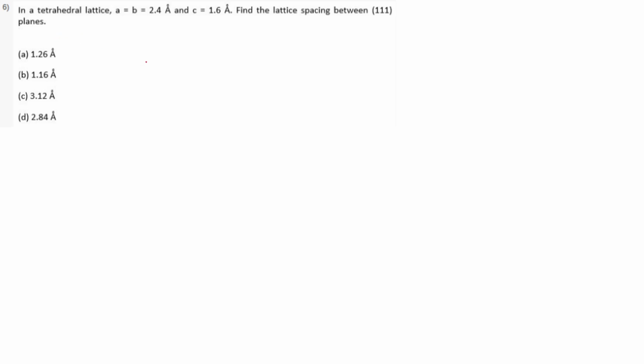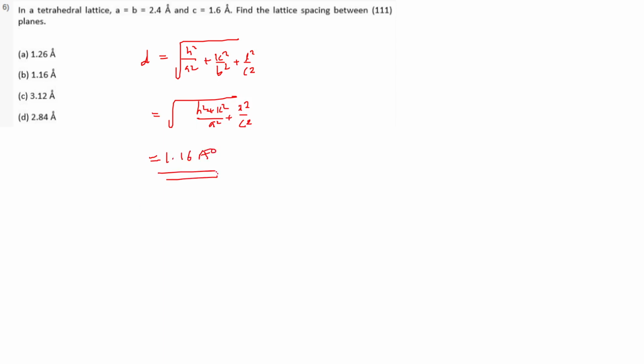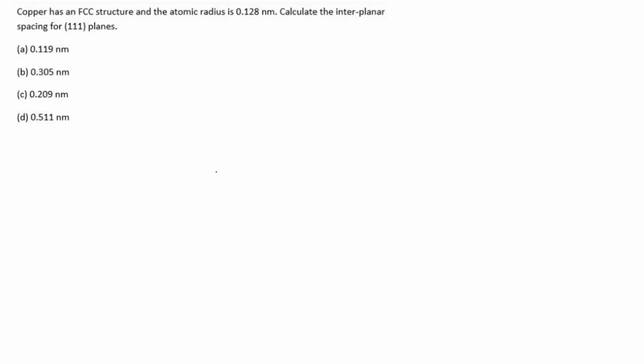Here also the formula will be d is equal to 1 over root of h square by a square plus k square by b square plus l square by c square. Here we know in the tetragonal system a is equal to b, so you can write it as h square plus k square divided by a square plus l square by c square. Just substitute all the values, you will get approximately 1.16 angstrom. Hope you all got the answer. It is just substitution. Okay, now we will go to another one.